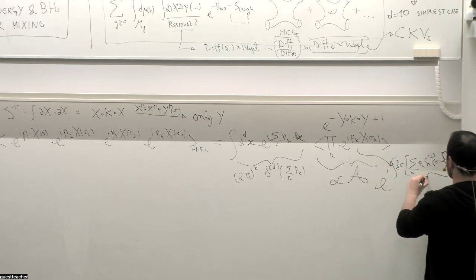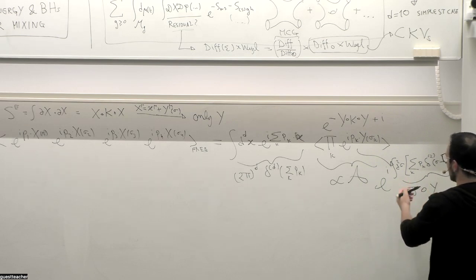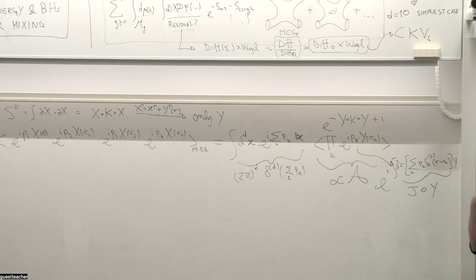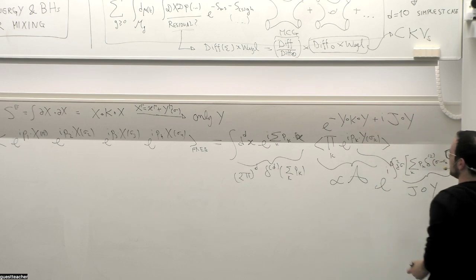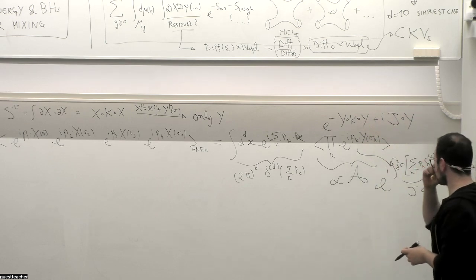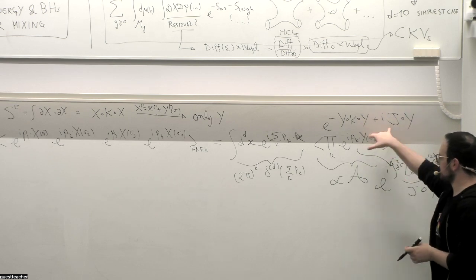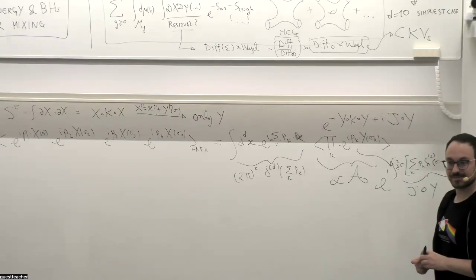And this is like J circle Y, where J is this. It's a source. So we can just do J dot Y. And you know how to compute this kind of stuff. I'm just going to skip the details. You must complete the square and do the usual kind of stuff.